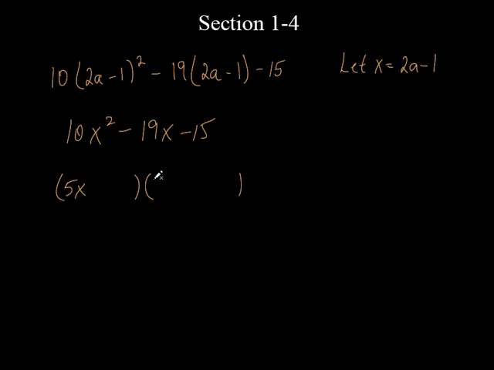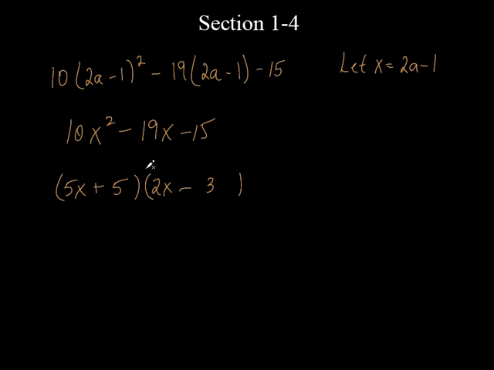Again, I haven't seen the answer to this yet, so I'm on my own just like you are. One's plus, one's minus, just like we did before, because it has to multiply to be a negative. Now 15, I've got 5 times 3, or I've got 15 times 1, so let's just try 5 and 3. See how that works.